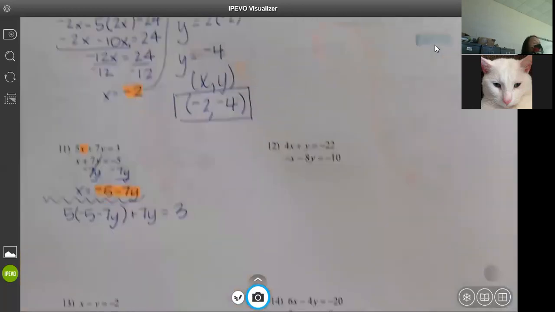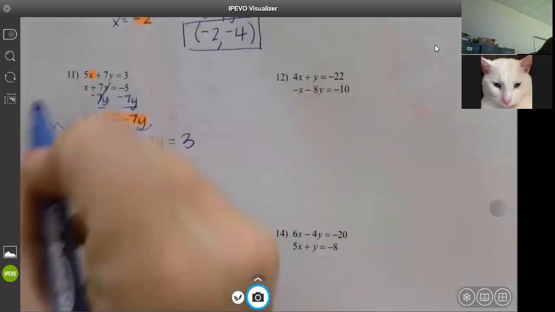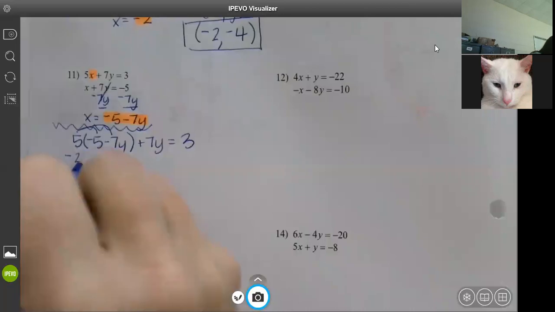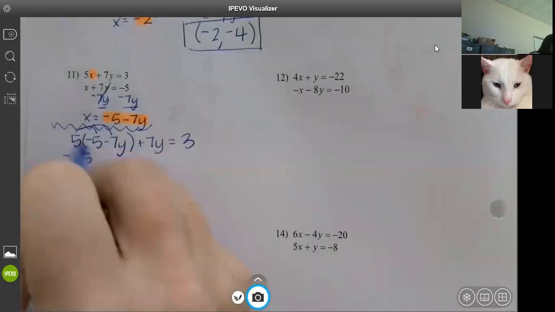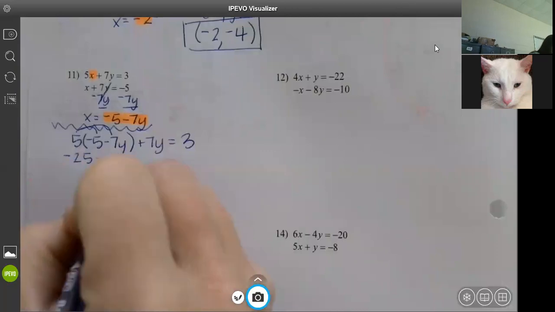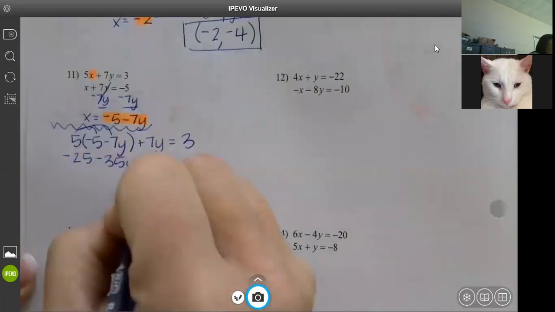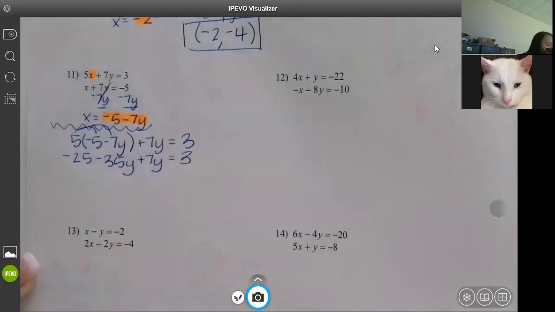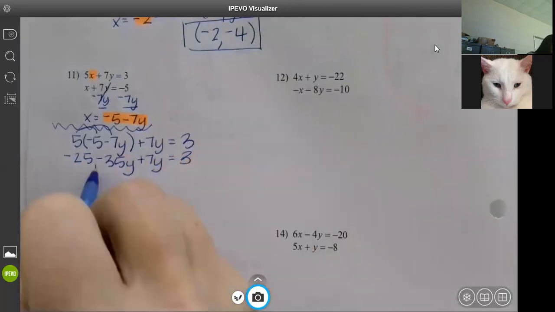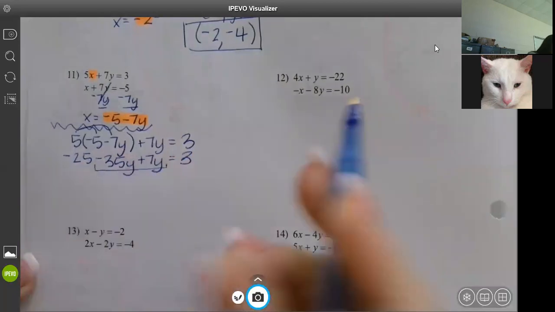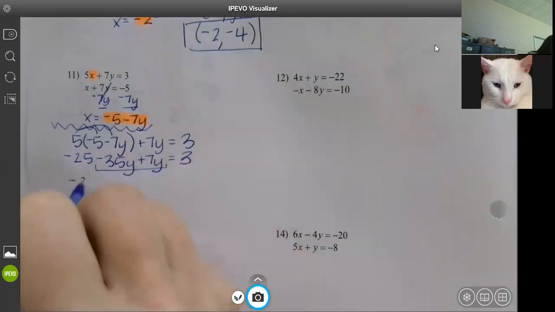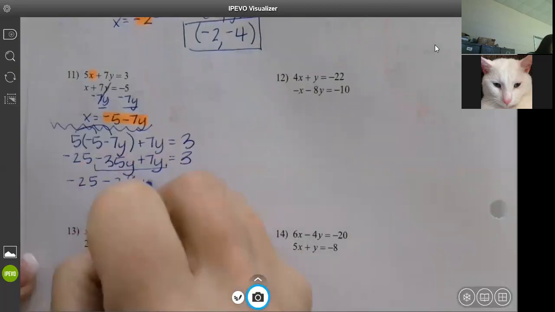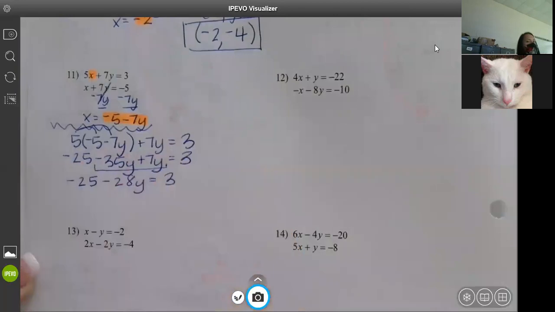What do I have to do first? Distribute. 5 times -5 is -25. 5 times -7y is -35y. Then I have a plus 7y equals 3. Add your like terms. I get -25 minus 28y equals 3.